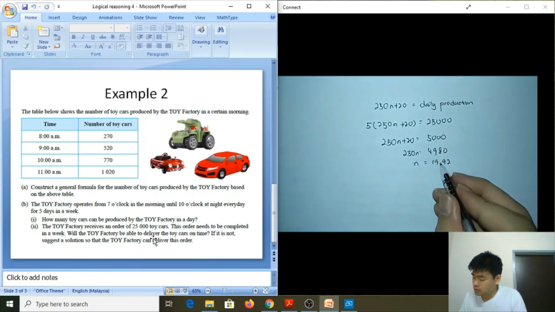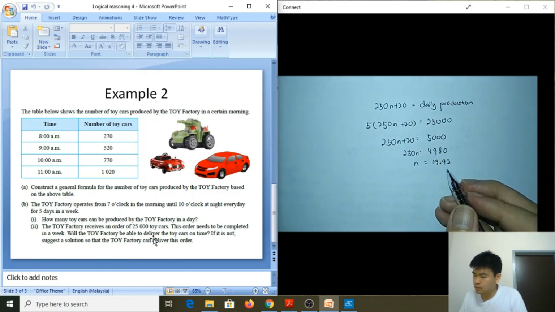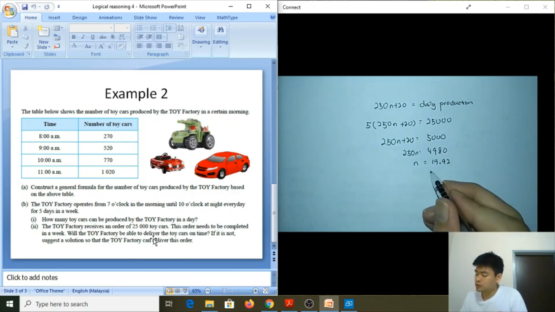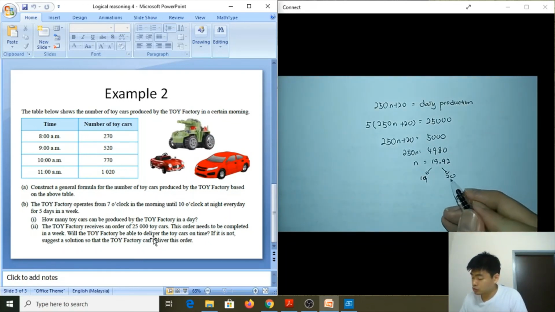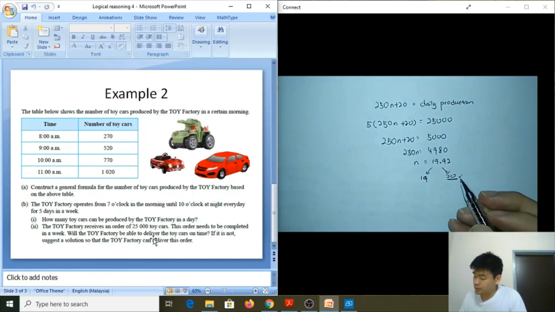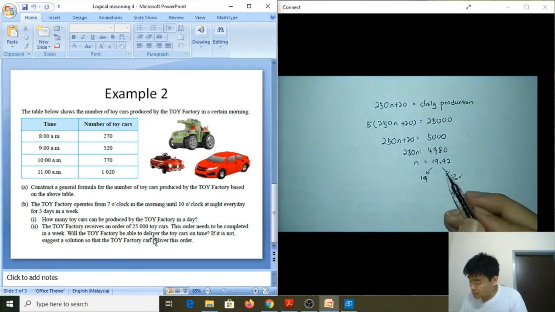But this decimal here is not very good. When we say hour, we normally mean 1 hour, 2 hours, 3 hours, right? So this is not good. If I want to decide whether I put 19 or 20 as the answer, which one should I choose? I need to choose 20. Why? Not because of rounding off, but because it must be 20.